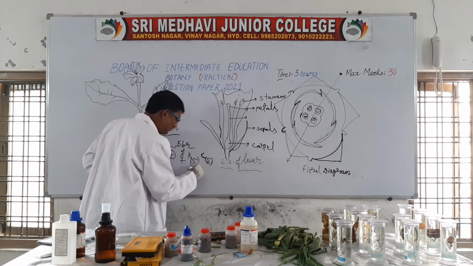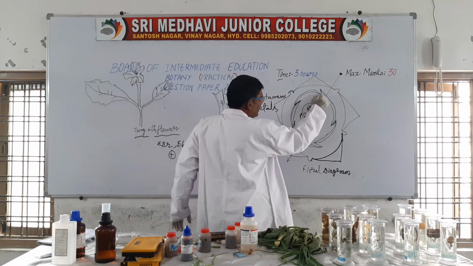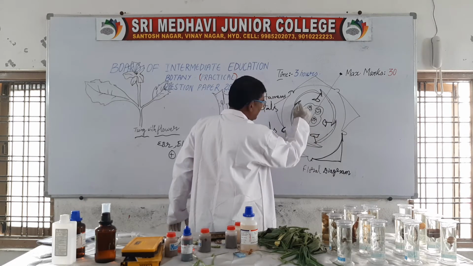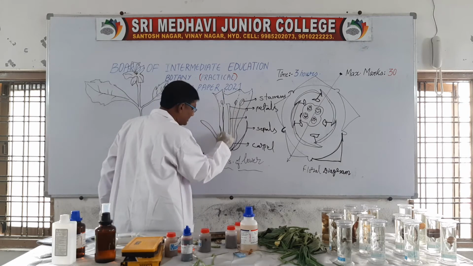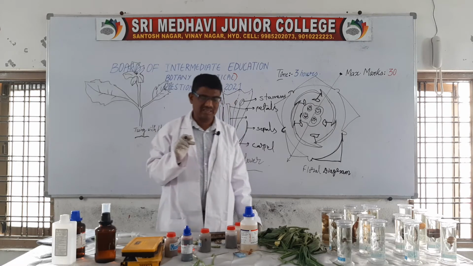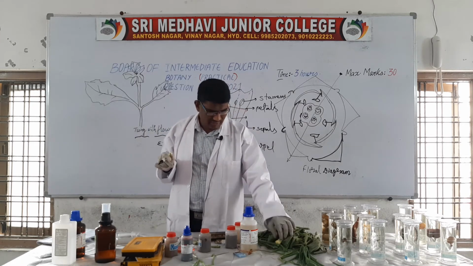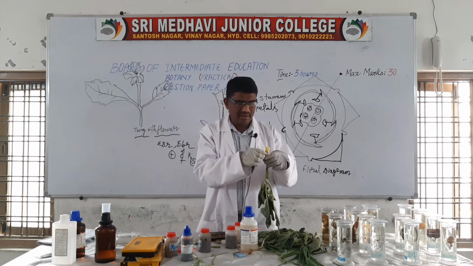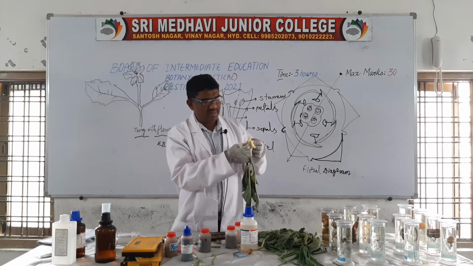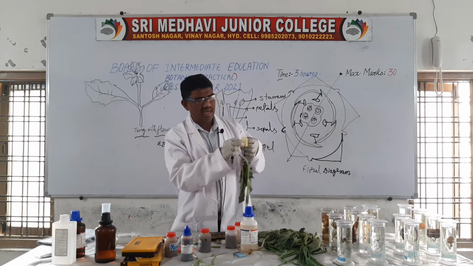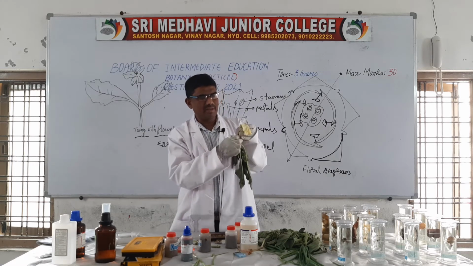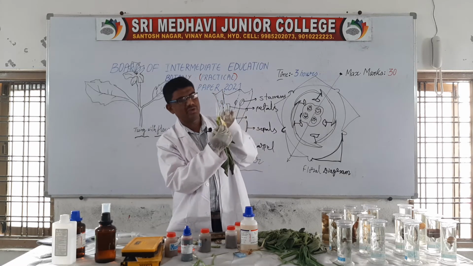Then the 5 stamens are free, and they are attached to the petals. This is called the epipetalous condition. When you observe the stamens, they are united with the petals. When we cut this flower, here is the petal, and the stamens are united with the petals. This condition is known as epipetalous.